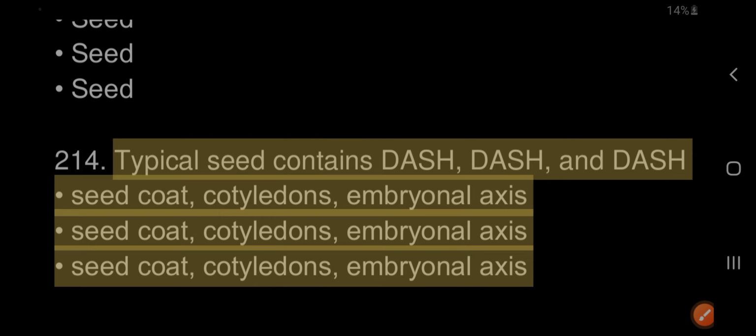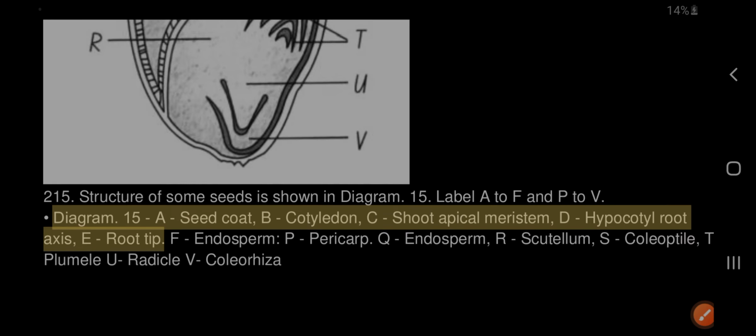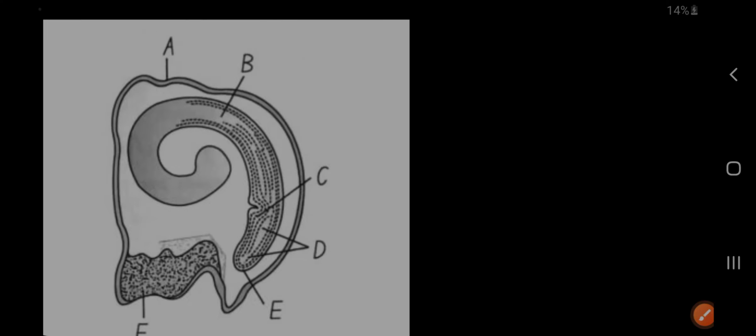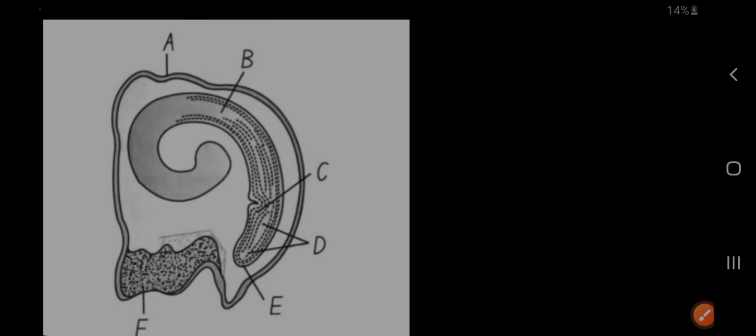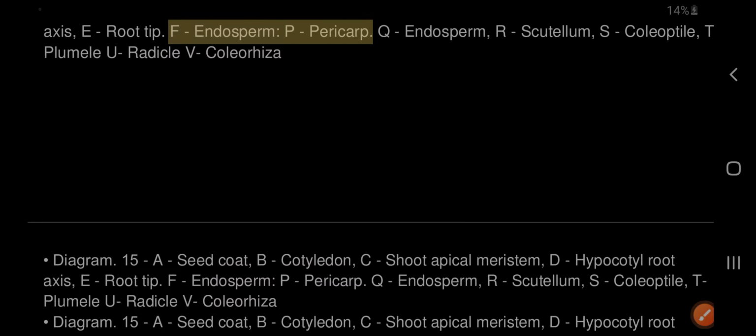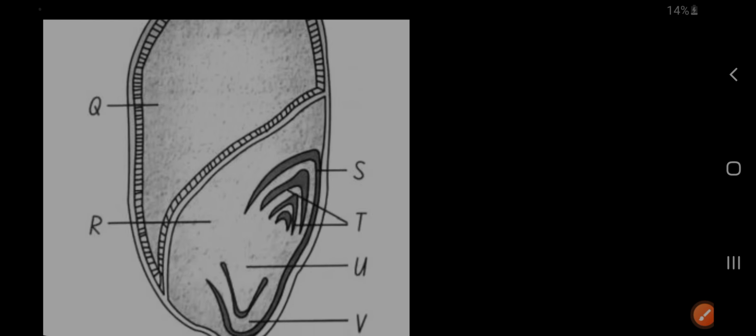215. Structure of some seeds is shown in the diagram. 15. Label A to F and P to V. Diagram 15: A, seed coat. B, cotyledon. C, shoot apical meristem. D, hypocotyl root axis. E, root tip. F, endosperm. P, pericarp. Q, endosperm. R, scutellum. S, coleoptile. T, plumule. U, radicle. V, coleorhiza.